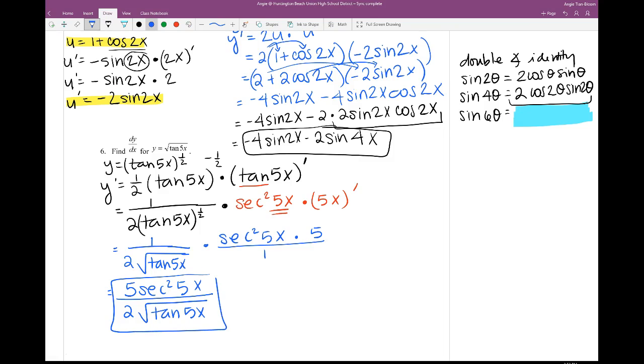The key here that I want you to see is that notice how we're taking the derivative and the derivative again, so that's why it's called the chain rule of the chain rule, okay?